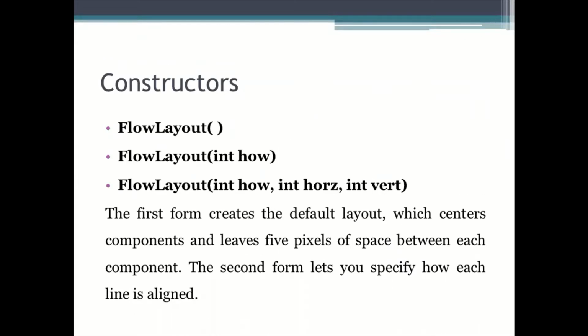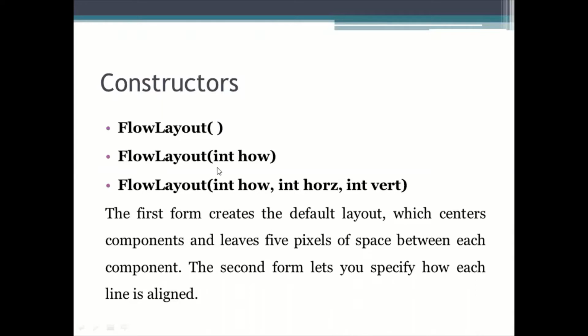There are 3 constructors of flow layout. This is the default constructor, flow layout with 1 parameter and flow layout with 3 parameters. In this first constructor, we'll get all the components row wise. Means when the first row is completed, it transfers the control to the second row, and the gap between the components will be 5 pixels only.